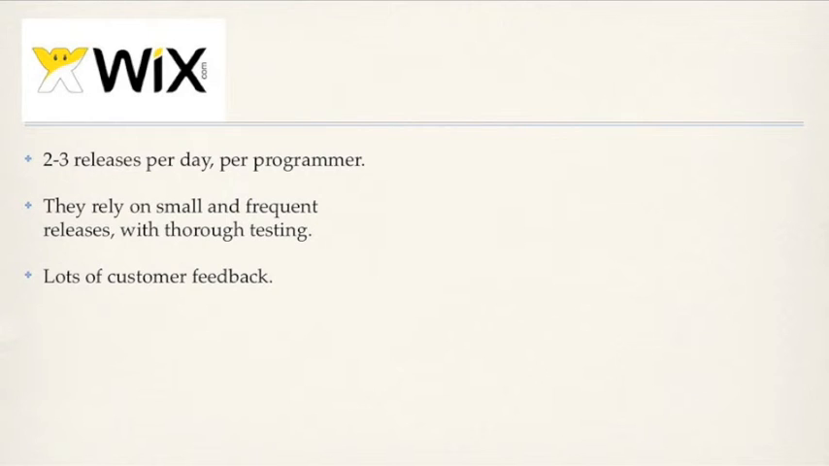They also are huge into getting customer feedback, so they're pushing 2 or 3 times a day, and each time they're pushing, they're letting their customer know that they made that and trying to get feedback on that. And again, they have a huge emphasis on testing, making sure that every single little piece is working perfectly as they push it out.